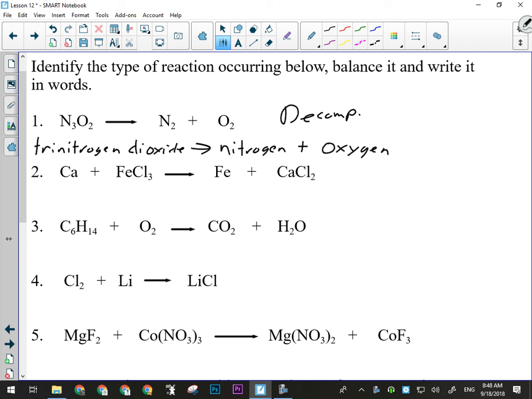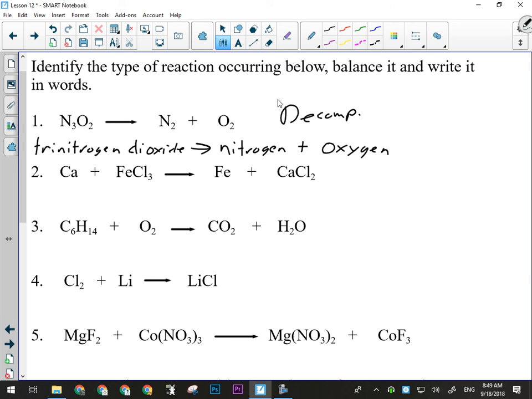Remember that just because they are molecular elements, that does not change how we write them when they are by themselves. That is the only way we find nitrogen as an element. That is the only way we find oxygen as an element. They never come as a single when they're by themselves. All right, then we need to balance this thing.